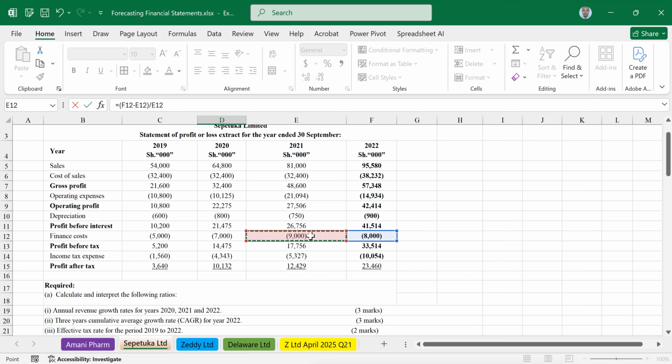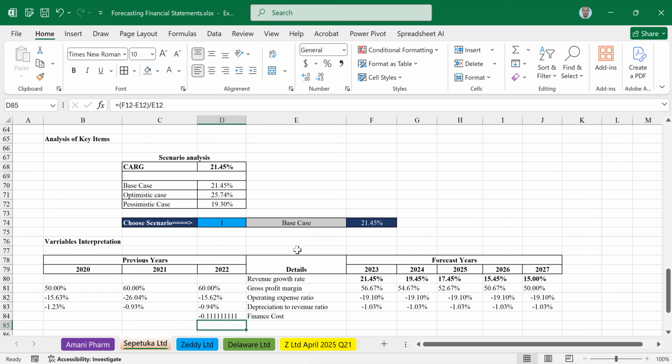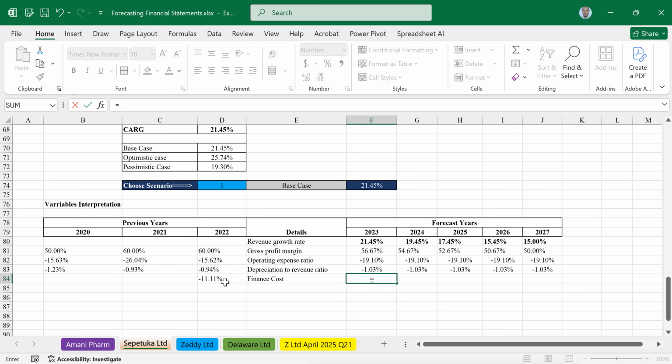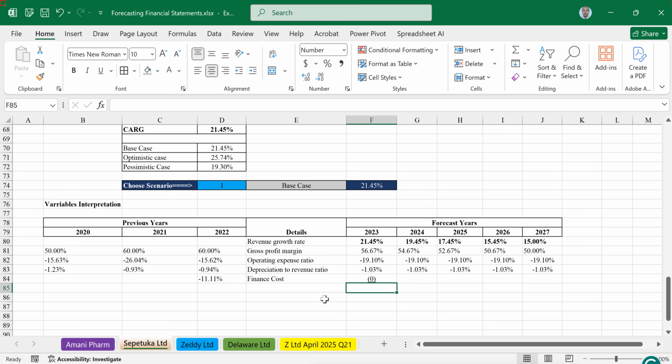We want a reduction rate. So 8,000 minus 9,000 over 9,000, then enter. So the reduction rate of the year 2022 will be used over the forecast period. So equal sign, lock this because it becomes constant. Enter, convert to percent, to decimal, drag across.